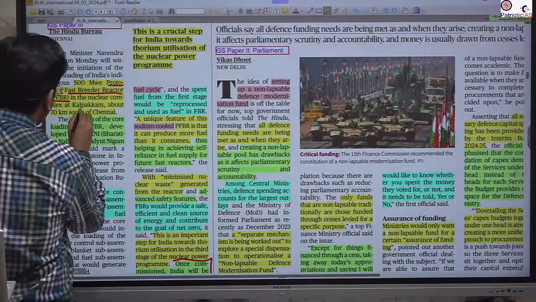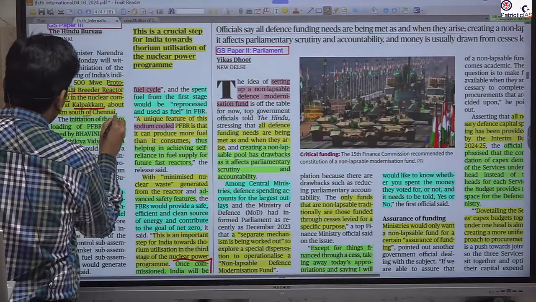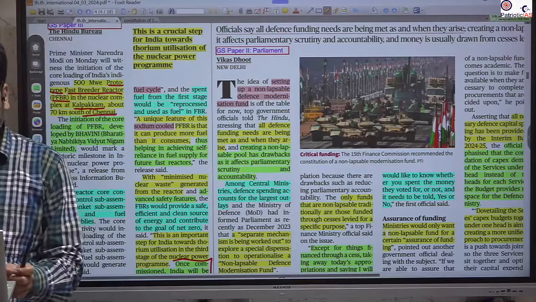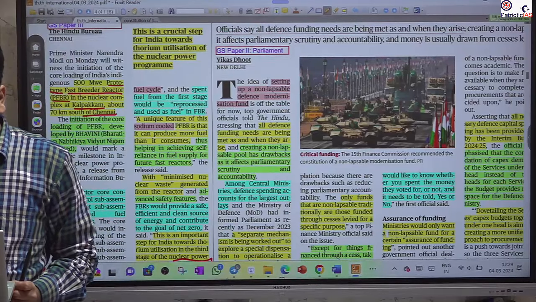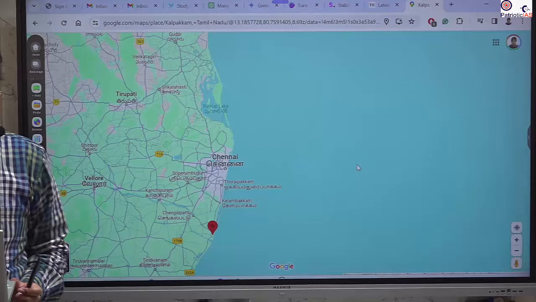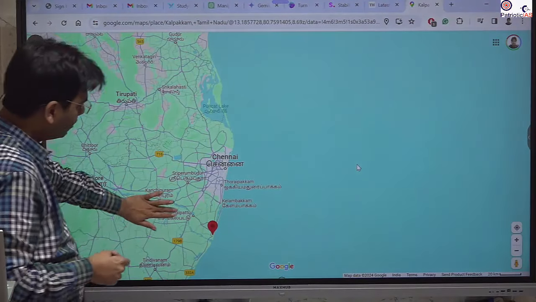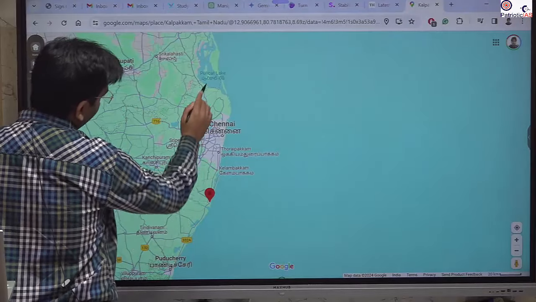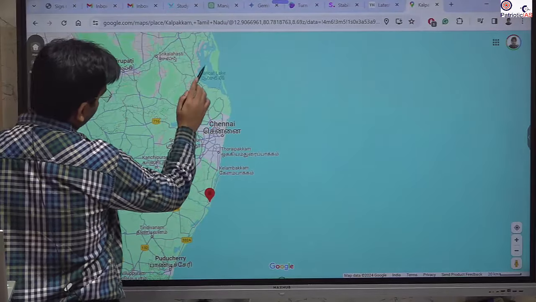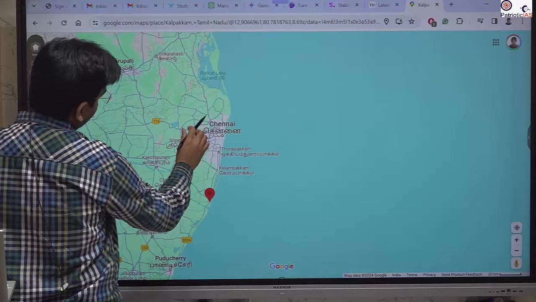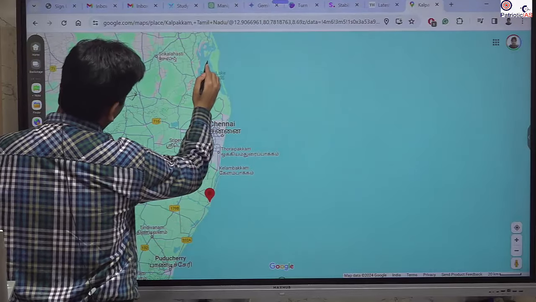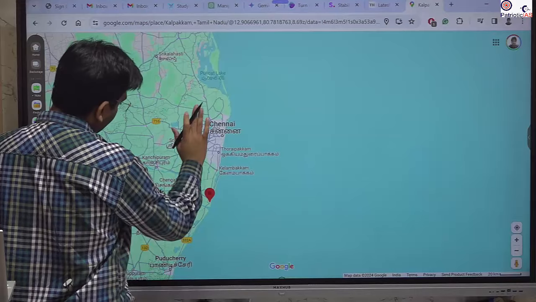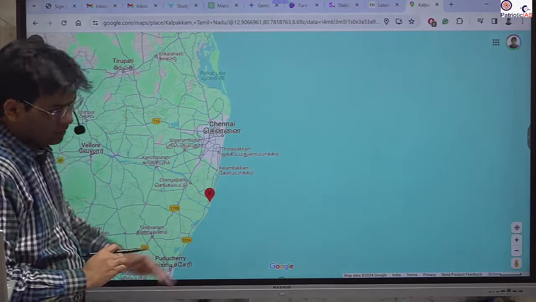So let's see what this three stage is. This is taking place in Kalpakkam, which is close to Chennai. So first we will locate Kalpakkam on the map. Let's see where Kalpakkam is. This is Kalpakkam, here, and this is on the coast. Chennai is here, and Pulikat is here. Pulikat Lake is very famous. And this Pulikat has the major part in Andhra Pradesh, some part in Tamil Nadu. So please remember all this.